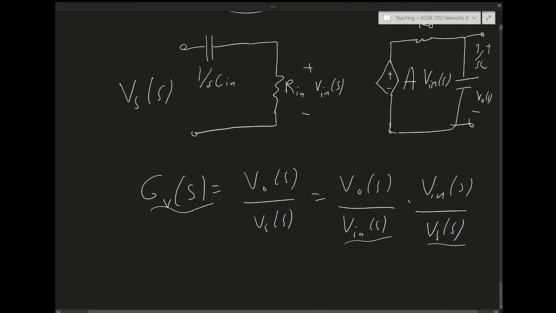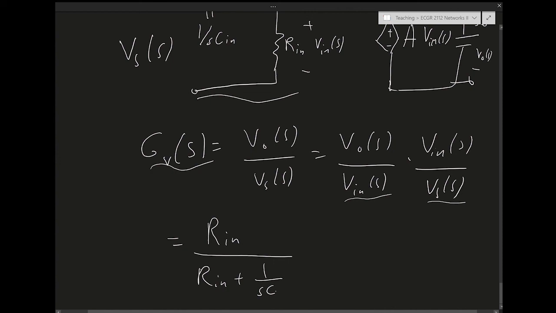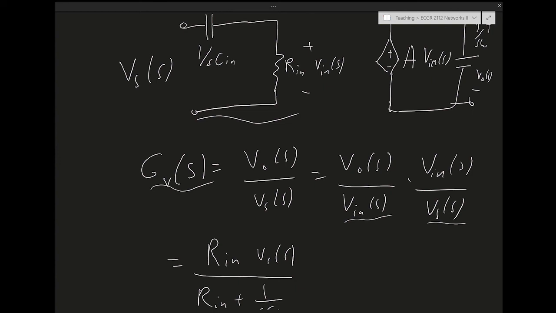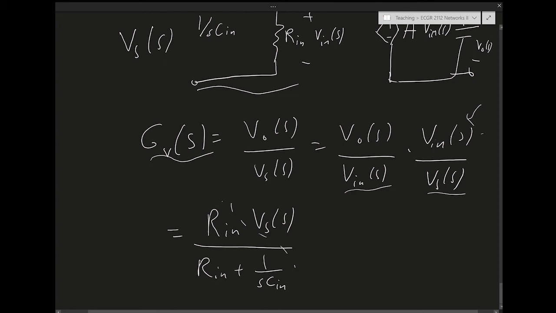So what's Vn over Vs? Well, it's the circuit, right? This is simply a voltage divider. So it's Rn over Rn plus 1 over sCn, times Vs. This whole thing is Vn. I divide it by Vs, and because I'm dividing by Vs, this cancels out. So this would be the transfer function. And then the second transfer function is Vout over Vn, right?